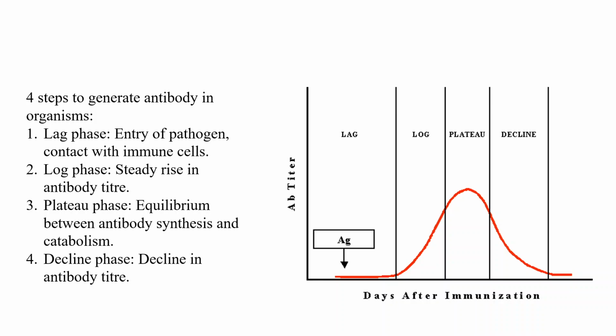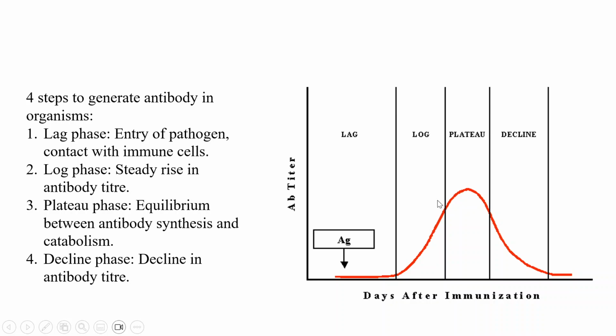In the first phase, the lag phase, the entry of the pathogen is happening and contacting with the immune cells. Once the immune cells recognize that this is an antigen, a foreign particle, and we have to develop antibodies against it, there will be a steady rise in the antibody production in the log phase. It's called a log phase because there is a logarithmic increase in the antibody titer or antibody concentration.